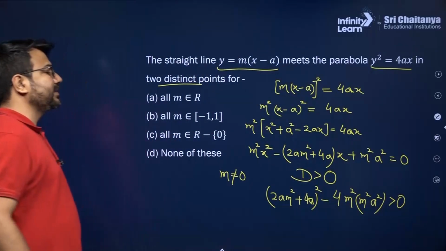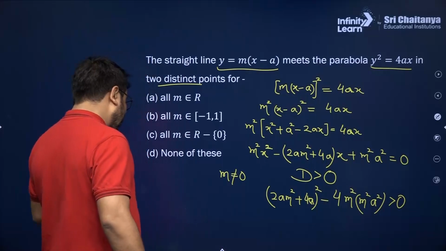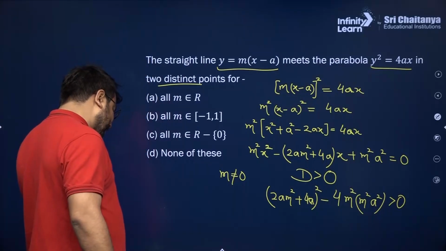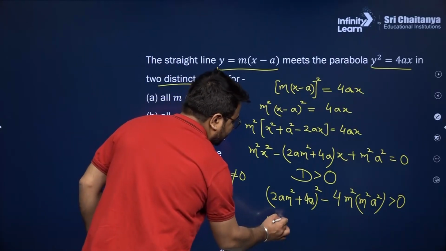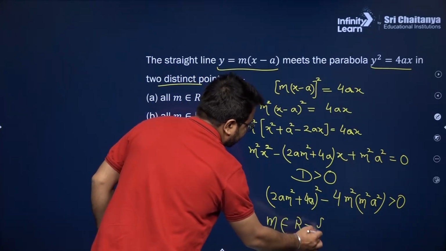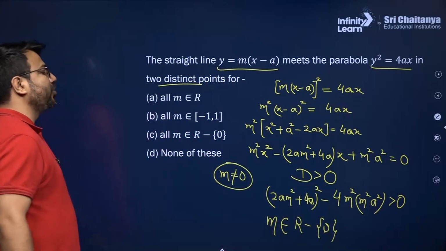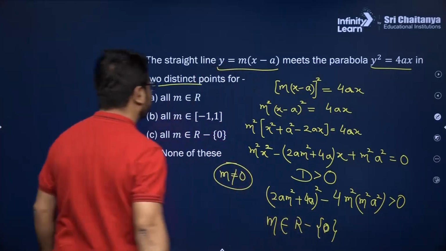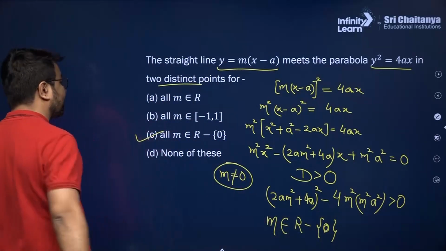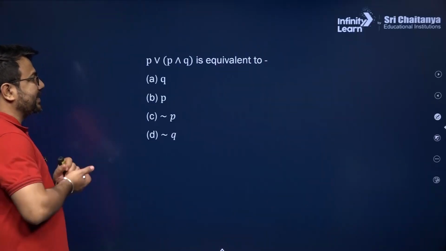Now after taking this greater than 0, we will be able to get the intervals of m. Once I get the intervals of m, I observe that m belongs to the real numbers except 0, and we already have discussed this. m should belong to the real numbers except 0, and this is given to us in which option? That is option C. That is why option C will be the final answer. I hope you are able to understand this.